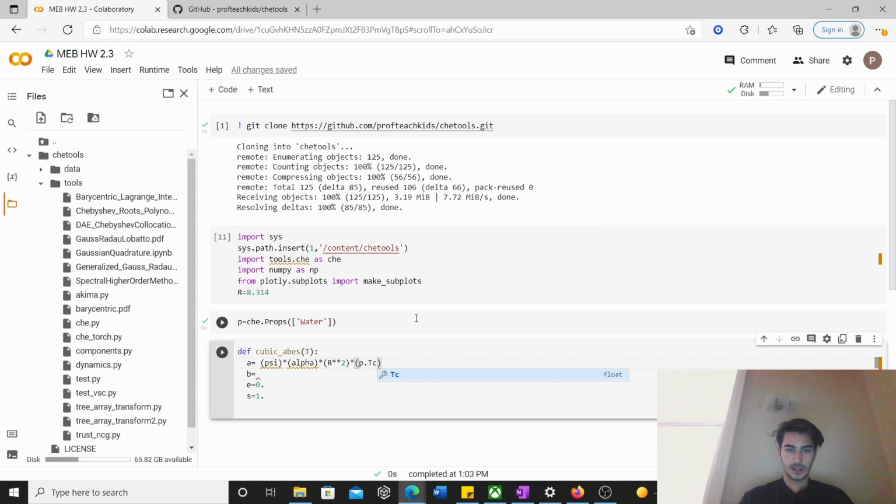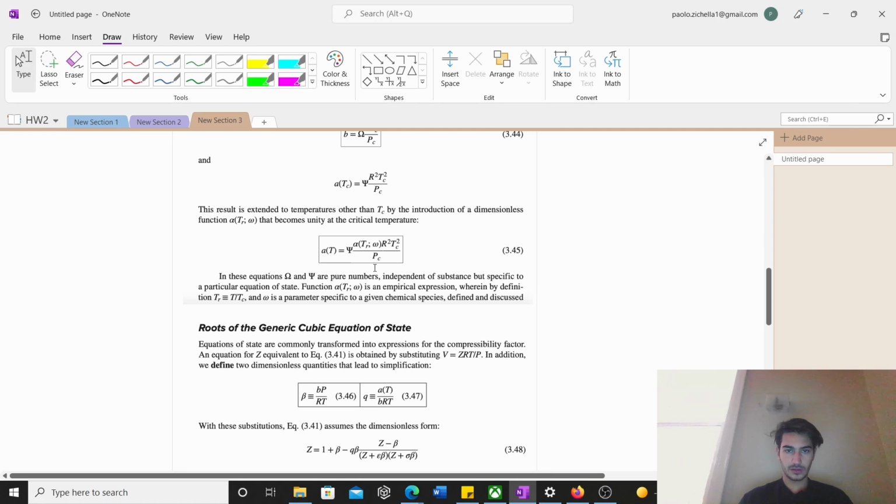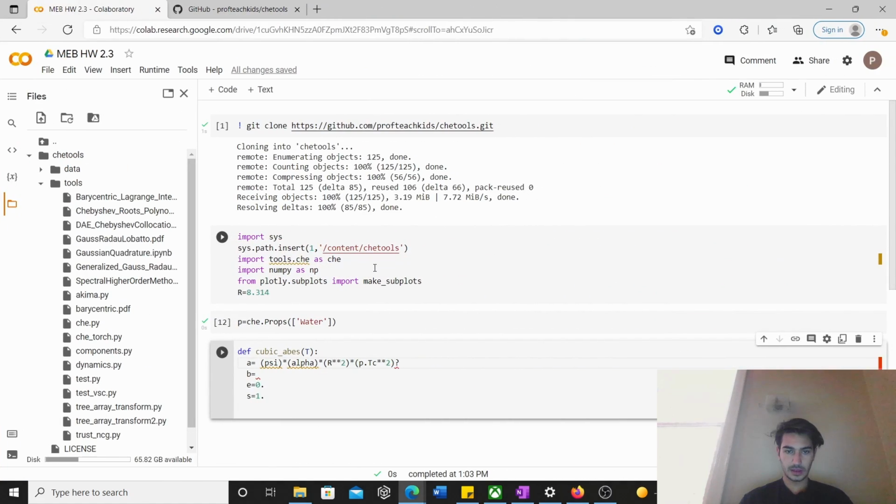Right, so we square this, and then we want all of that over the critical pressure. So we just do P dot Pc. There we have it. We have the equation for alpha.